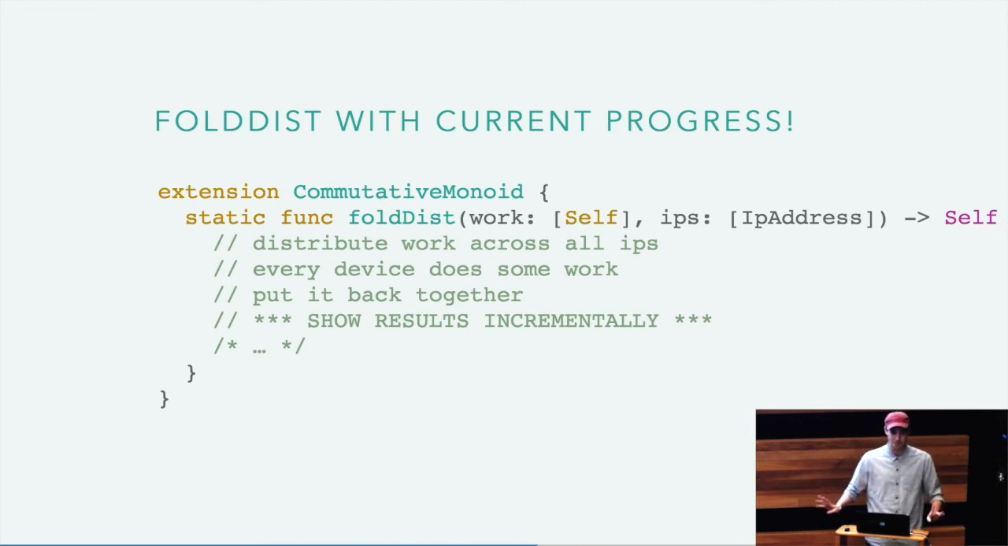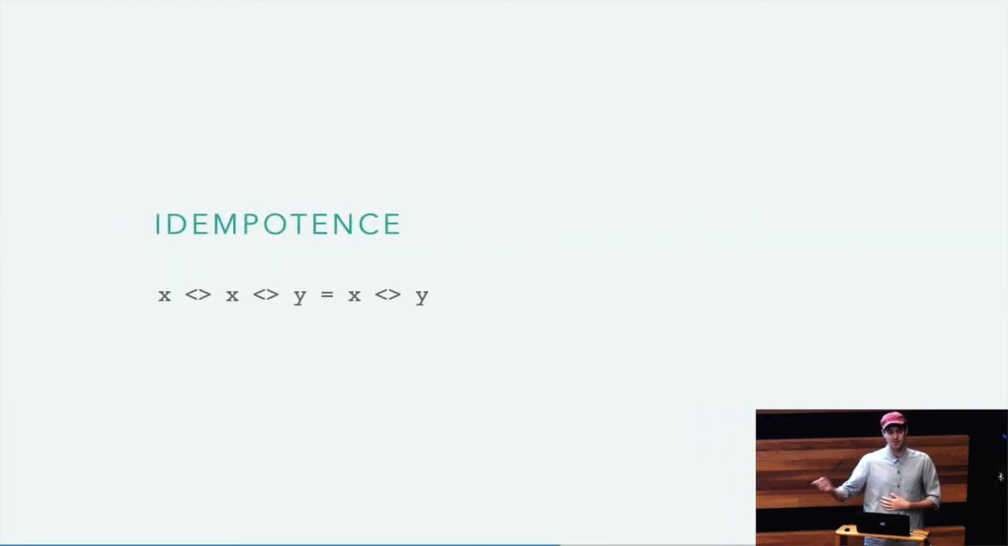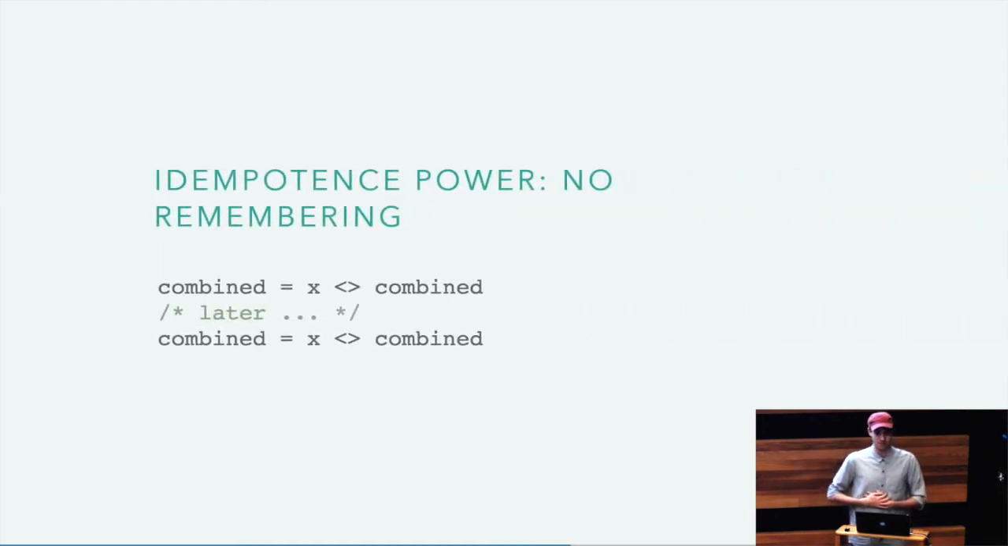So one more law, idempotence. Idempotence says, if I combine x with x and y, it's the same as combining x and y. Okay? In English, this says doing something twice is the same as doing it once. And this generalizes to doing something any number of times is the same as doing it once, right? And now, if you think, what is the expressive power I gain if my operation is idempotent, right? And the power you get is the ability to not remember and not affect correctness, okay? So if we combine something, right, we don't have to set a Boolean and have this global. We don't have to write it to disk. We can just do it again, right? As long as we do it at least once, it's the same as doing it any number of times, okay?